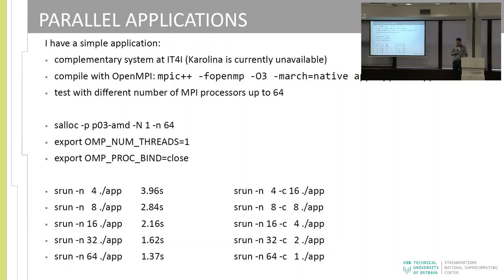If I run my application again with a slightly different setting, what is different? The difference is that I add this -c parameter to the srun command, and I run my application again and check the results. Now I can see that the most optimal way is to run my application with 16 MPI processes. The time achieved by 16 MPI processes is about 8% faster than the previous best option with 64 MPI processes. Why 16 MPI processes?